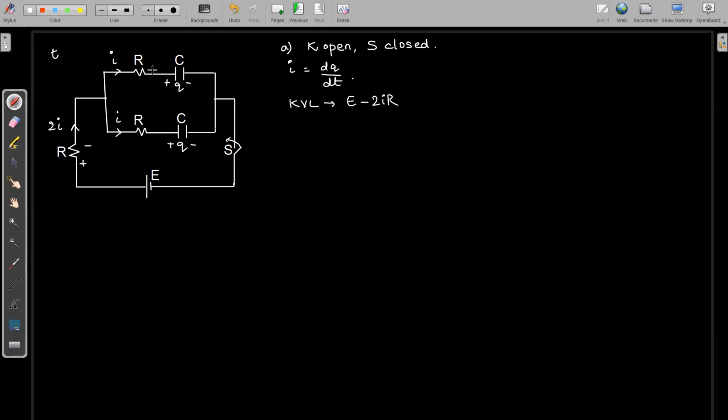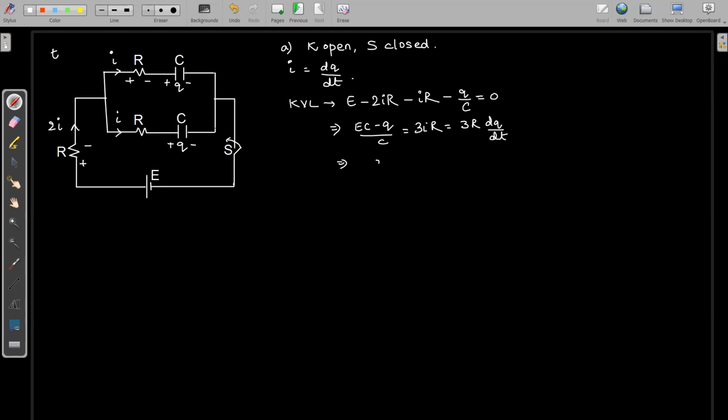Then across this resistance R, again there will be a drop. We are going from the positive to the negative side, so there is a drop of I into R. Then if we move across the capacitor, there will be again a drop of minus Q by C. And we'll come back to the starting point, so this will be equal to 0. So from here, I can write that E minus Q divided by C will be equal to 3IR, and 3RI can be written as R dQ by dt.